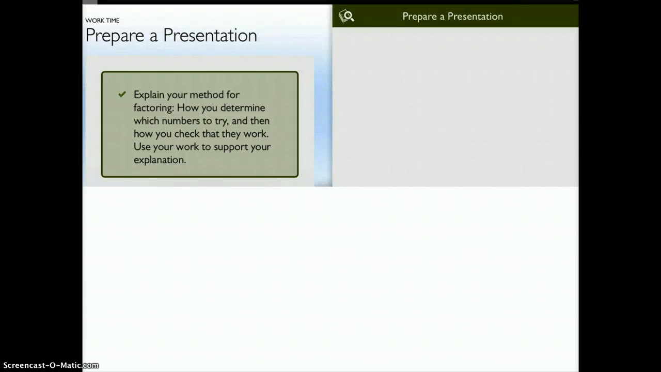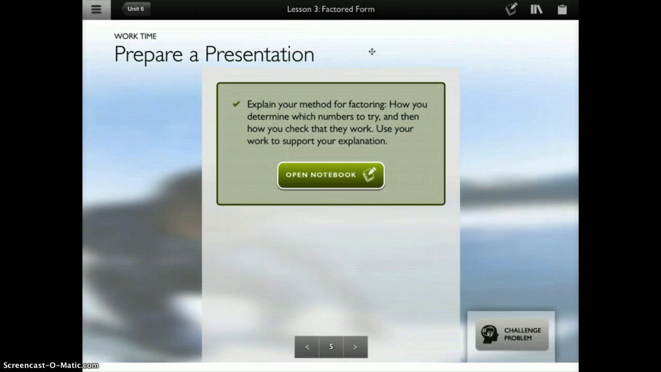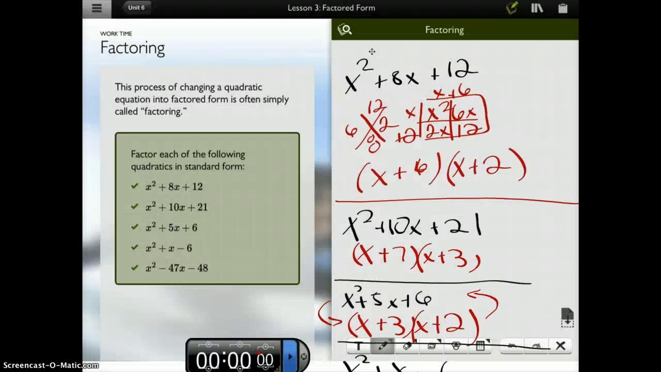So this is slide 5, prepare presentation. We're going to explain the Xbox method. Okay, so let's pick one of the last questions that we had. X squared was one of them. Let's pick one, not that one. Let's do x squared plus 10x plus 21.